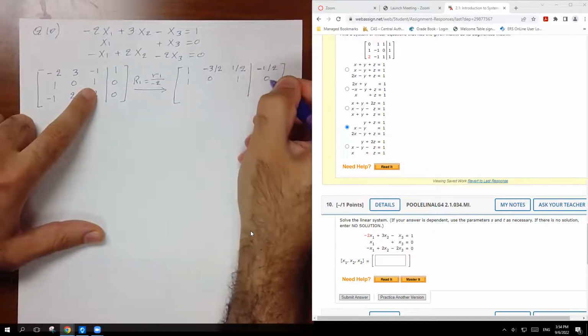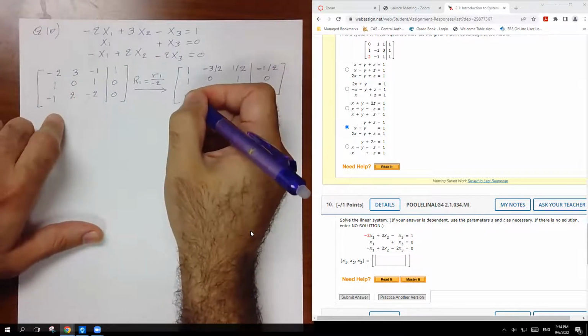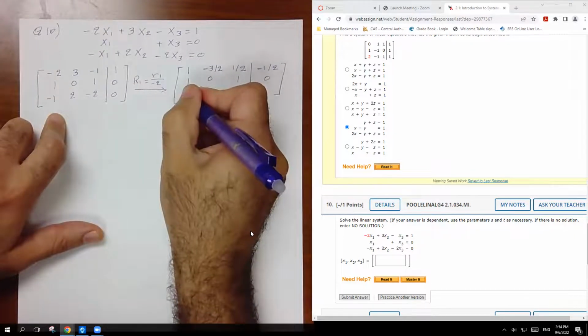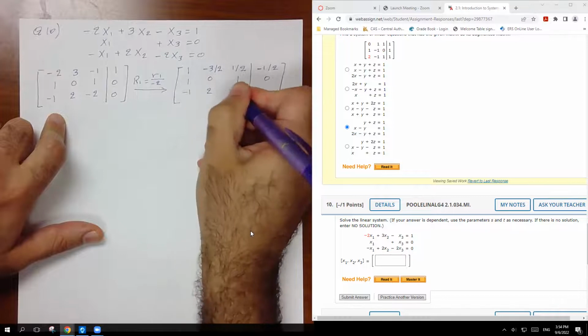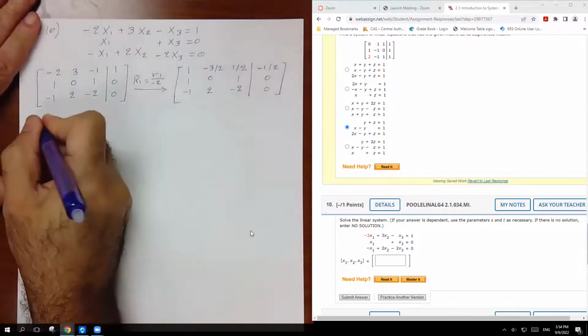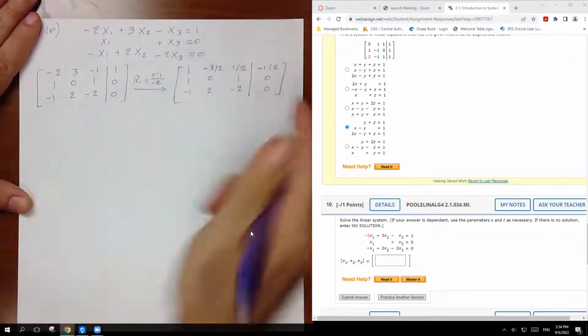So you can know this is only the first step. You can do it right away by changing these two numbers to zeros. -1, 2, -2, 0. But I'm going to do it step by step. Now I'm going to write down this again and do the next step.